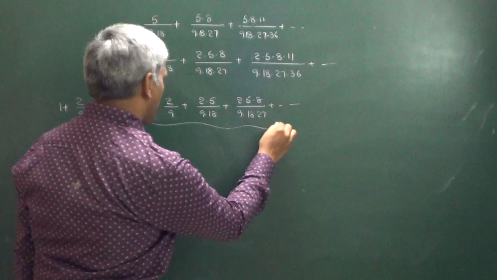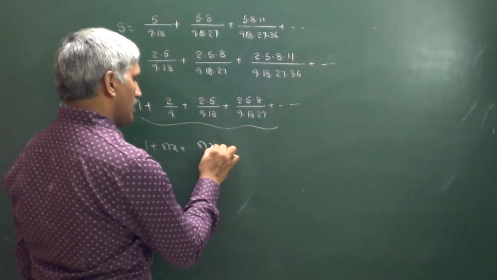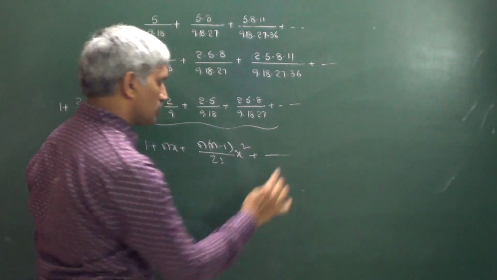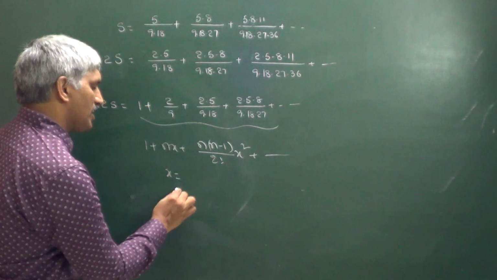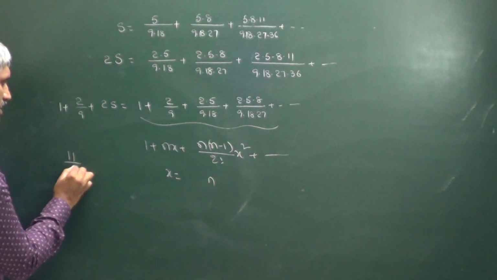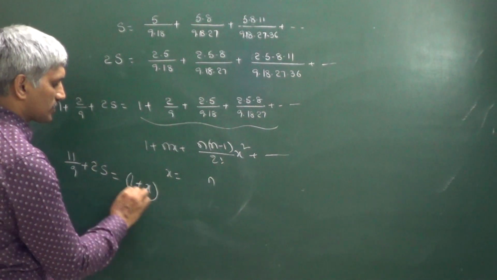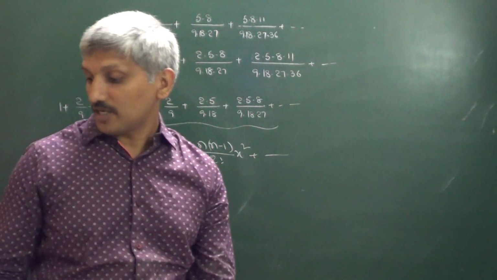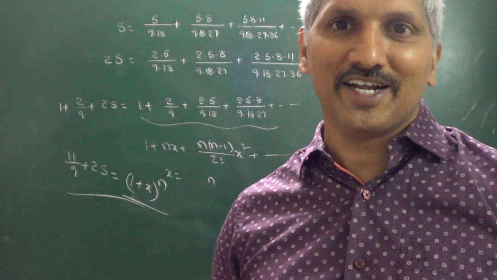Now this you can compare with 1 plus nx plus n into (n minus 1) divided by 2 factorial into x square plus and so on. Now compare these two, you will get x value and you will get n value also. That's why I can write 11 by 9 plus 2s is equal to (1 plus x) whole to the power of n. From this we can find out the value of s. Okay, so that is the discussion regarding binomial theorem for any index. Okay, bye.